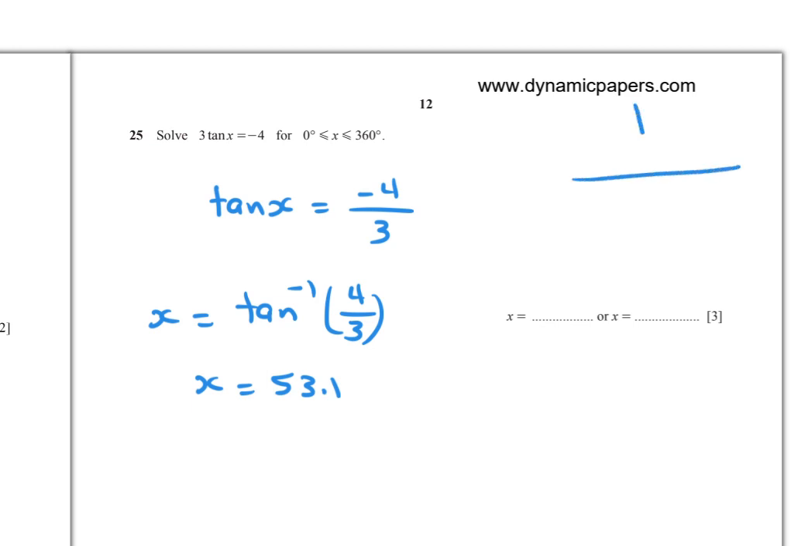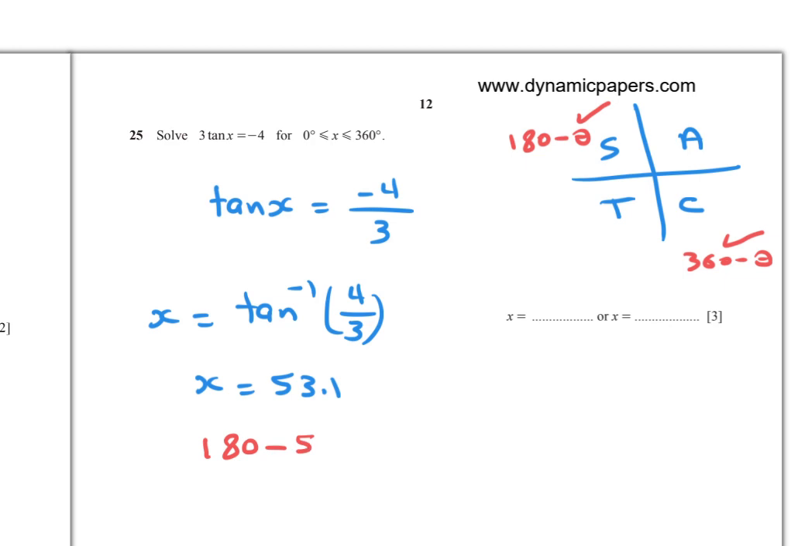Now tan is negative in which quadrants? From the ASTC rule, in the second quadrant and the fourth. In the second, 180 minus theta. In the fourth, 360 minus theta. So the first solution, 180 minus 53.1, and the second solution, 360 minus 53.1. So the first solution equals 126.9 and the other solution is 306.9.